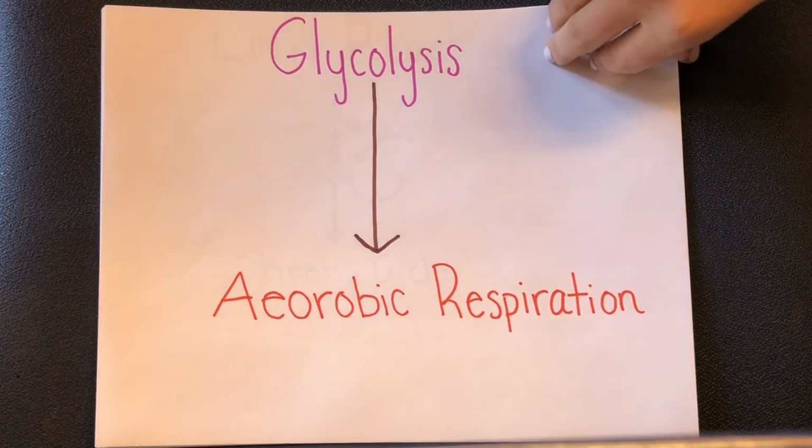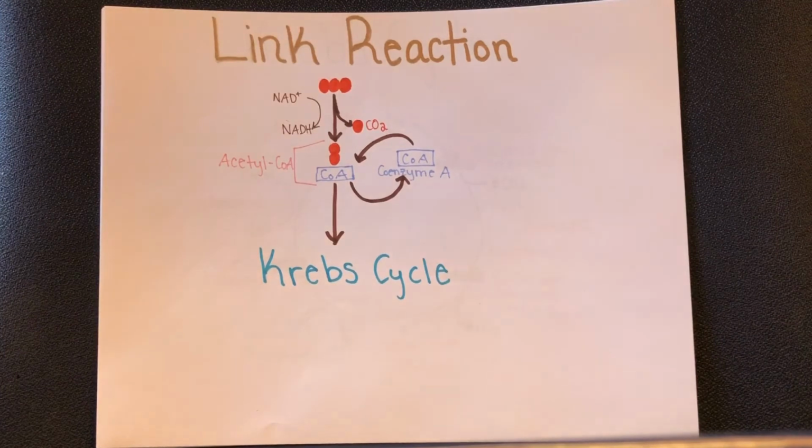The first step after glycolysis is the link reaction, which functions to make electron carriers. First, the pyruvate molecule is decarboxylated. Then the remaining 2-carbon molecule, or acetyl group, combines with coenzyme A to make acetyl-CoA. Oxidation of the molecule and reduction of NAD+ occur, and NADH plus H+ is formed.